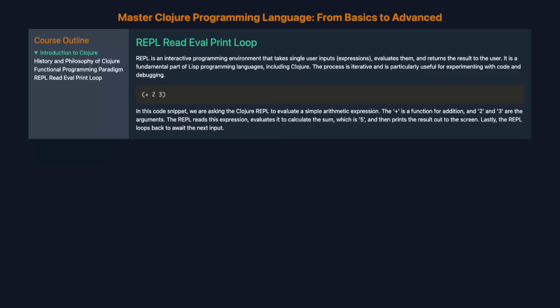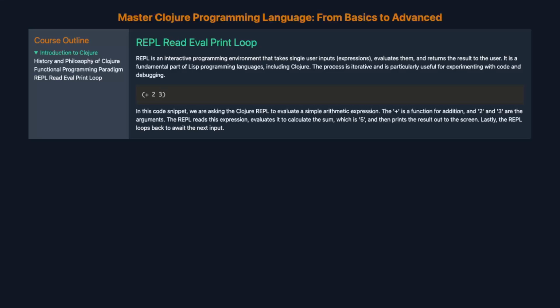REPL, read eval print loop. REPL is an interactive programming environment that takes single user inputs, expressions, evaluates them, and returns the result to the user. It is a fundamental part of Lisp programming languages, including Clojure. The process is iterative and is particularly useful for experimenting with code and debugging.